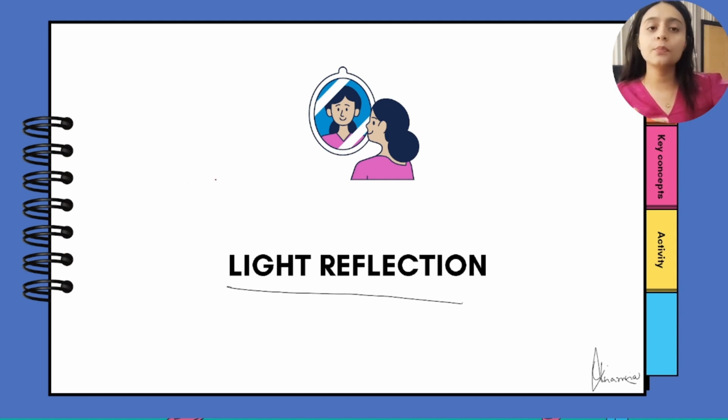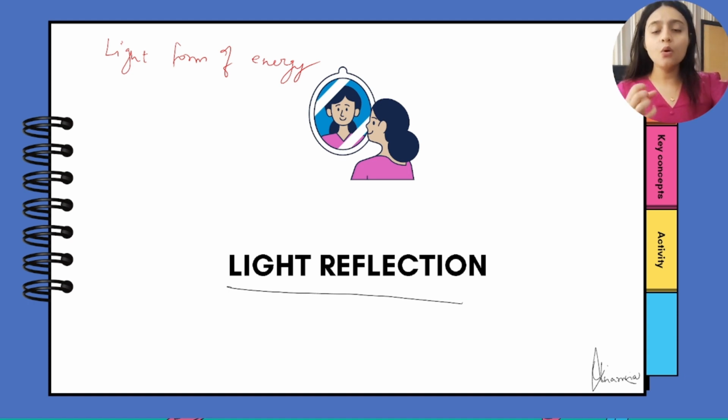Today we are going to proceed with the chapter Light, Shadows and Reflection. We have completed part 1 of this chapter, which was regarding light, where we studied that light is a form of energy and light travels in a straight line, right? And we have studied some examples of how the light reflects off a body.